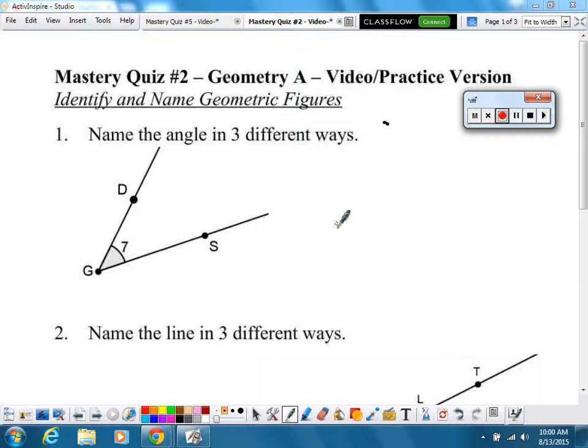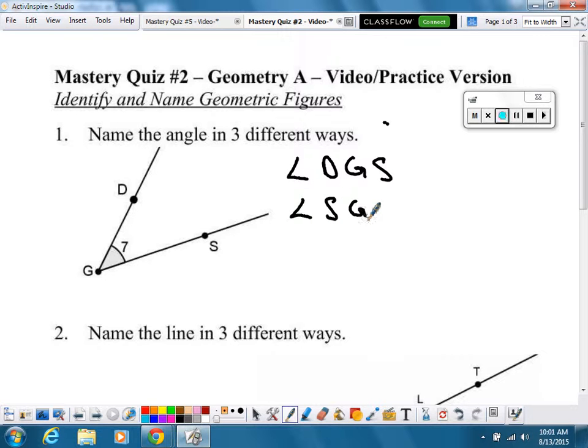You can see that you have 3 points in the angle with the vertex G. So one way I could name that angle would be to name it angle DGS. Another name for that angle would be those same 3 letters, just in a different order, but making sure the vertex is always in the middle. And since there is only one angle here with one vertex, we can also name that angle with just that vertex, calling it angle G.